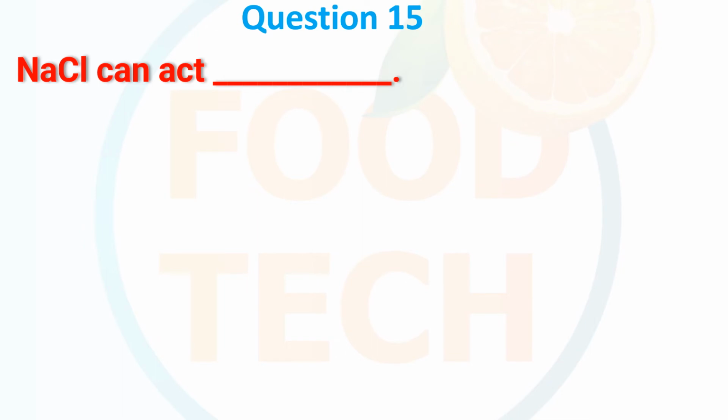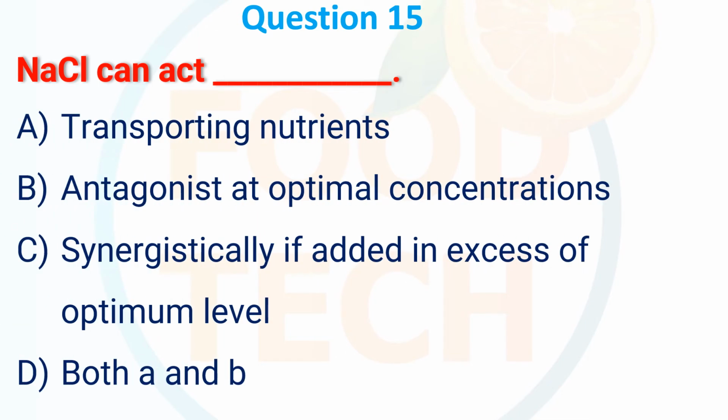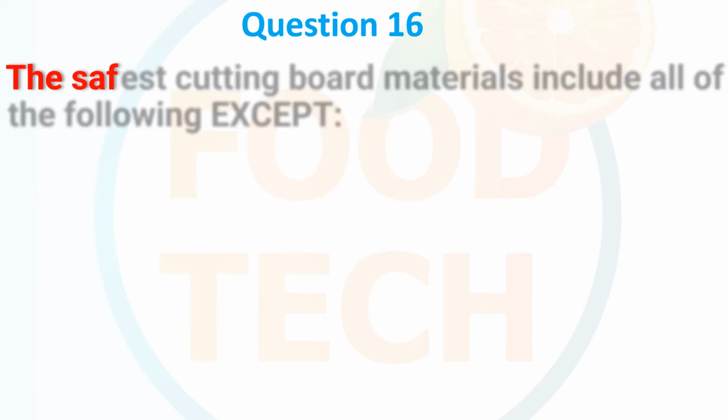NaCl can act as A. Transporting nutrients, B. Antagonist at optimum concentration, C. Synergist if in excess of the optimum level, D. Both A and B. The answer is D. Both A and B.